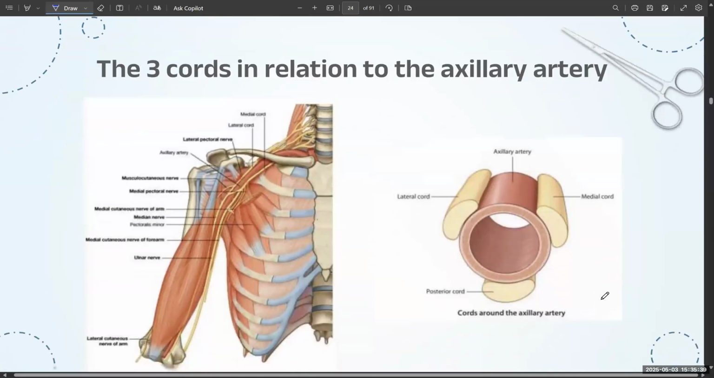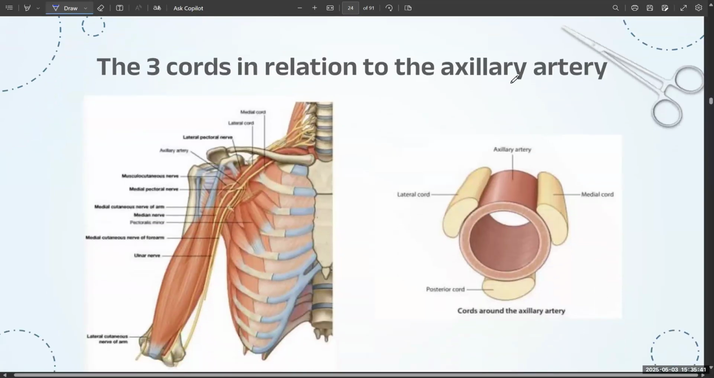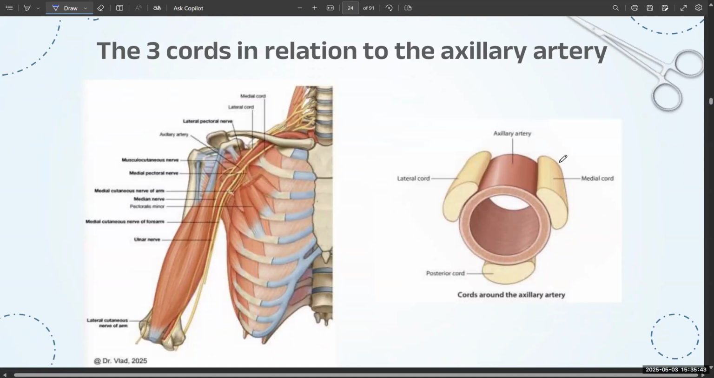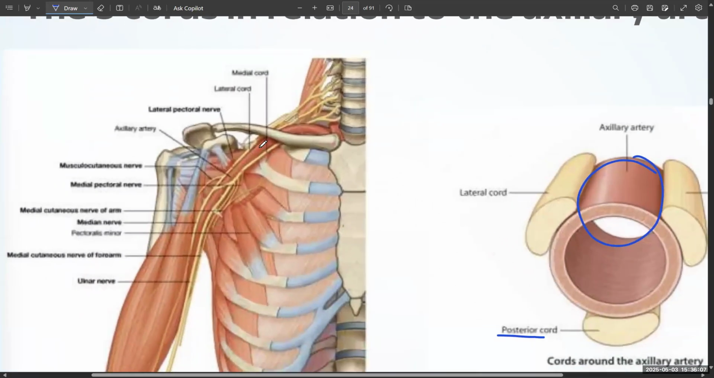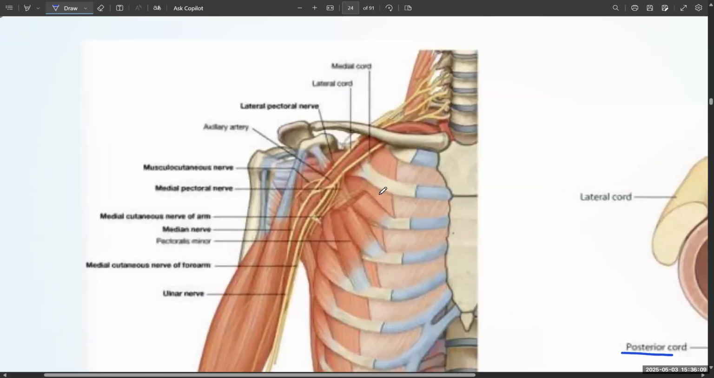Let me move on. The three cords in relation to the axillary artery. So what this means is that we have three cords, right? Three. We have the medial cord, we have the lateral cord, and then we have the posterior cord. So basically, medial to what or posterior to what? What is the relation here, okay? So we're talking about lateral or medial or posterior to the axillary artery, okay? This is what is in the middle. So if you look at this diagram, I'm sorry, the pixels are really bad, but this is from Vlad's slides. You can look at it there.